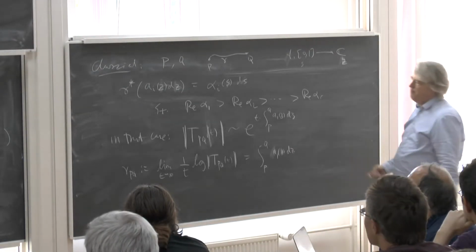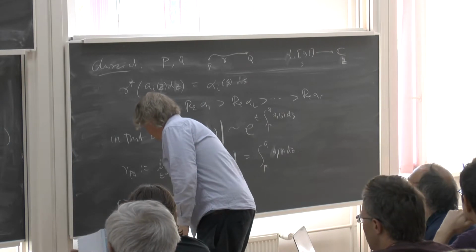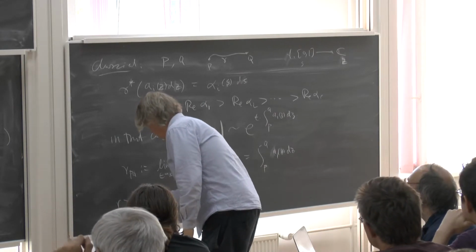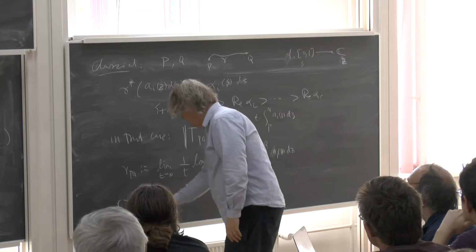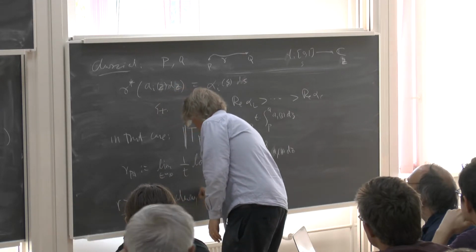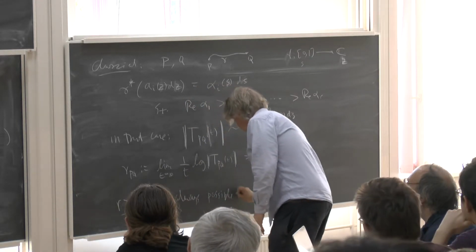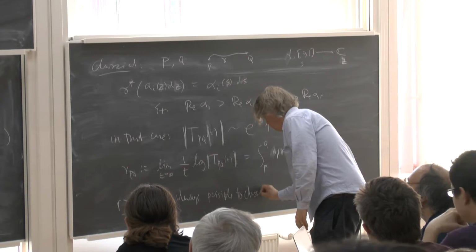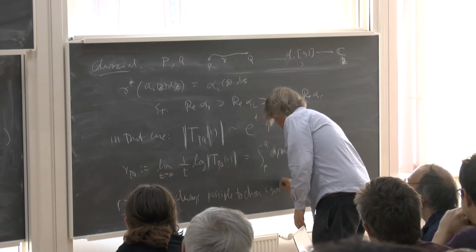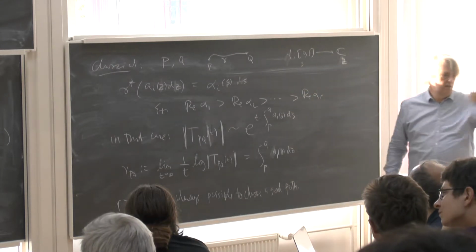And the basic thing that's happening for r bigger than or equal to 3 is that it's not always possible to choose a good path.